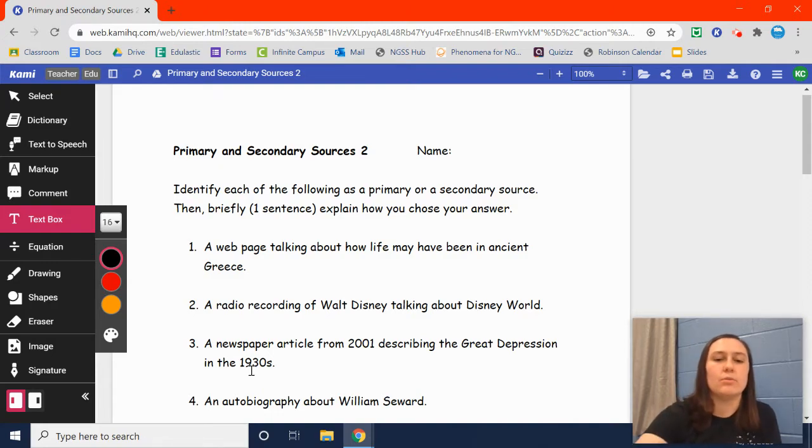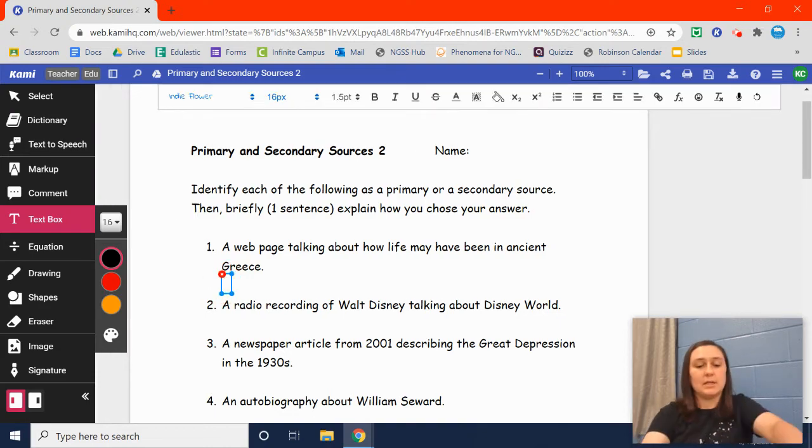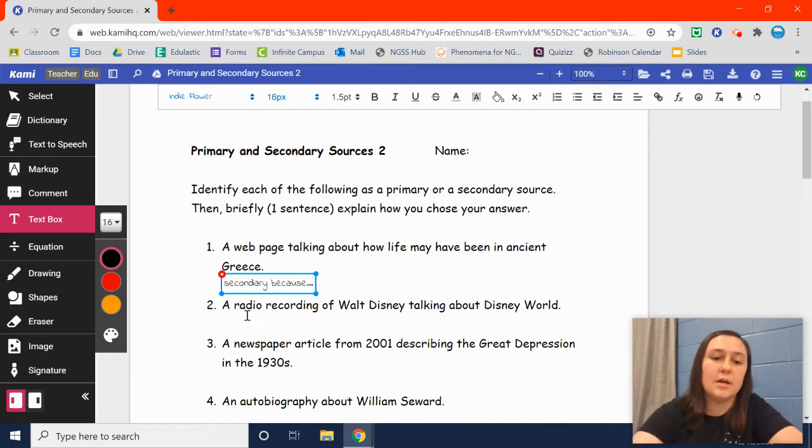Okay. So again, go through this and explain if it's primary or secondary. You are going to be responsible for the second part here, which is putting in words why you picked what you picked. So remember, really quick, primary is from that time period, secondary is not. So, number 1, a web page talking about how life may have been in ancient Greece. That is definitely secondary. I'll put because ... to remind you. You have to tell me why.